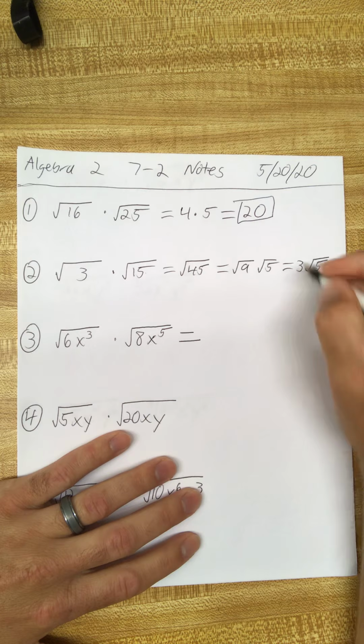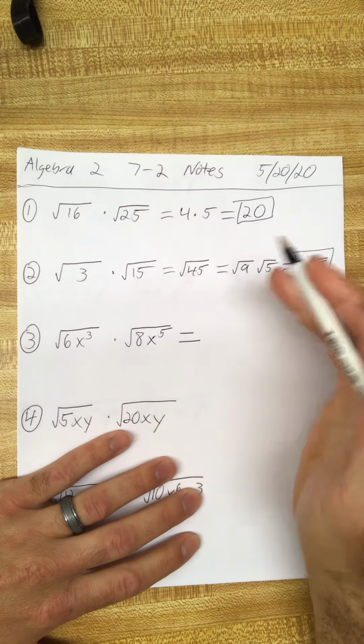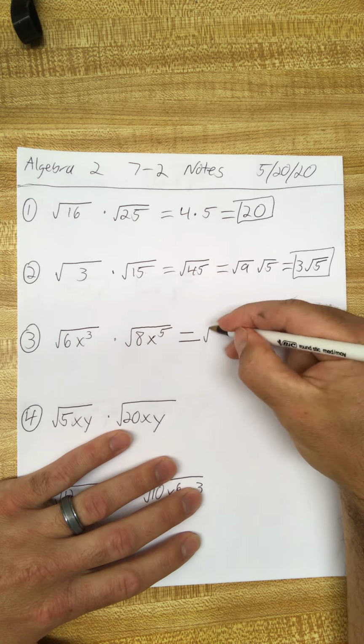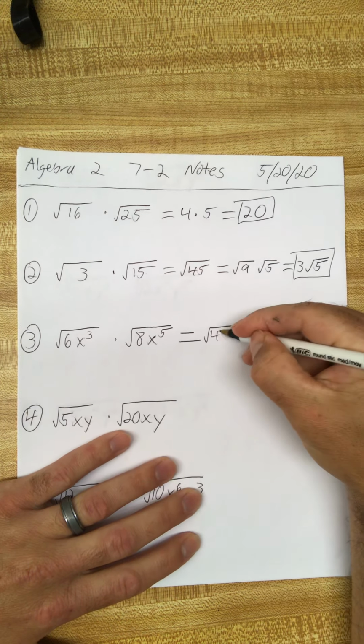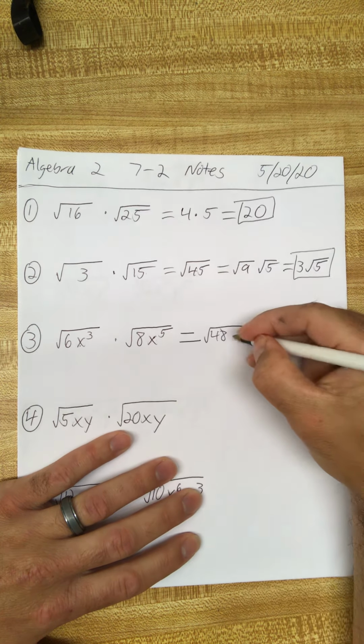Okay, moving on then. When you have variables, you want to add those variables first. It just makes life a whole lot easier. So 6 times 8 is 48. X to the third and x to the fifth, 3 and 5 is 8.